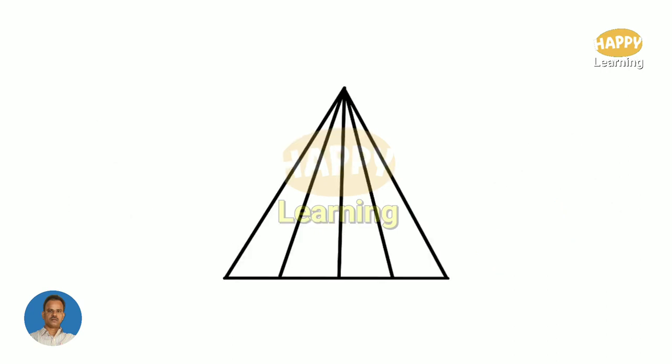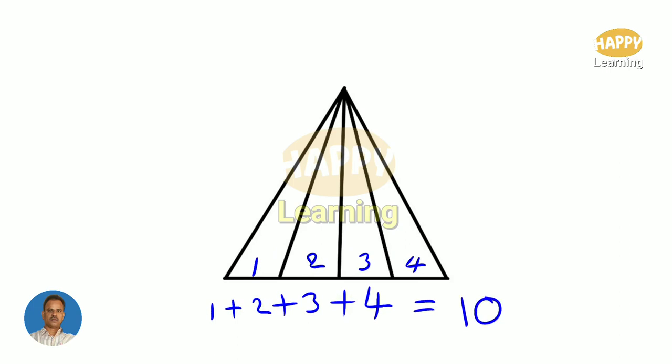Then in this triangle, the total number of triangles is, so here this is the first triangle, this is the second one, this is the third one, this is the fourth one. So the total number of triangles can be calculated using the formula 1 plus 2 plus 3 plus 4, that is equal to 10. Here there are total 10 triangles in this figure.